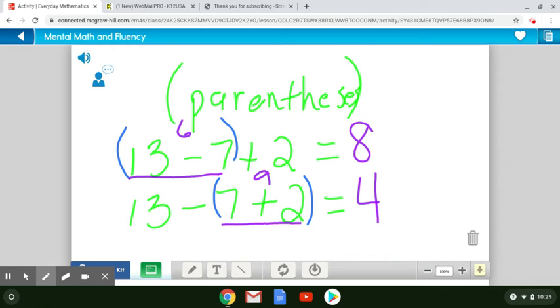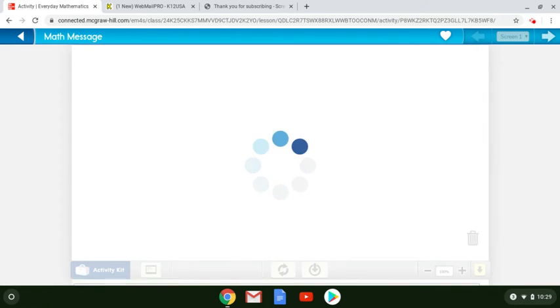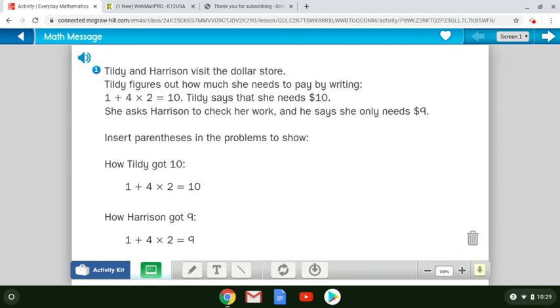All right, excellent. So now we're going to go back and we're going to, give me a minute here to get this. Where'd that go? Okay, so we're going to go back here and we're going to move into our math message next. All right, so here we go.